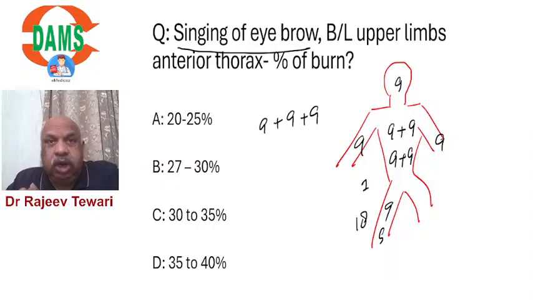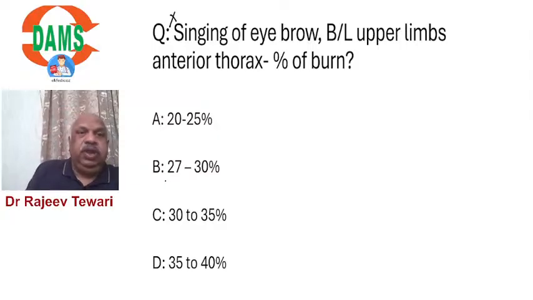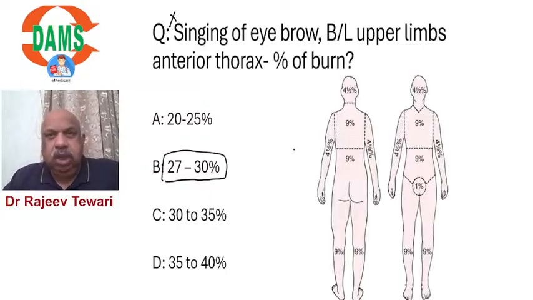When I discuss Wallace's rule of 9, I clearly tell you 3 things. Number 1, it is for adults, not for children. Number 2, palm is 1%. Number 3, grade 1 burn is not included in the Wallace's rule of 9 calculation. So grade 1 burn is insignificant here. If it is only a singeing of eyebrow, it is not included, although some area of grade 2 or grade 3 burn would be included. So it should be somewhere between 27 to 30%. Okay? 27 to 30%.